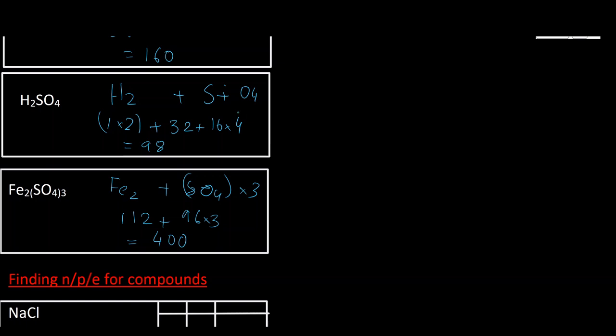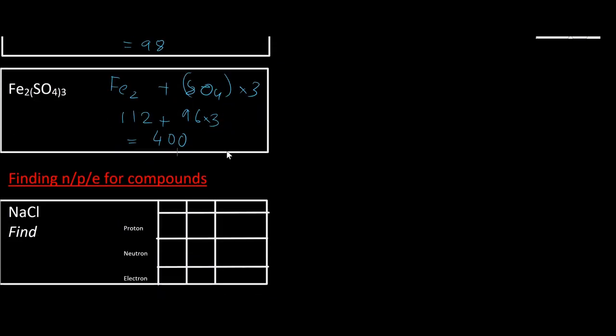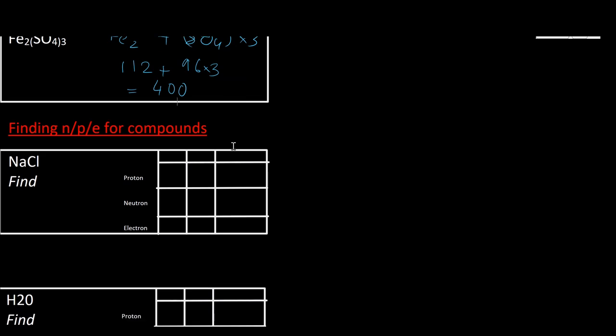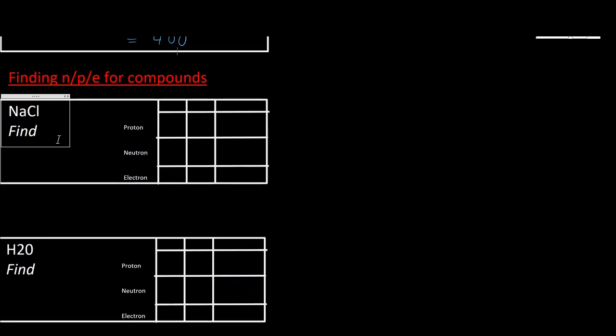So finding the molecular mass is pretty easy, right? Now, what we will learn is how to find the number of neutrons, protons, or electrons in a molecule or a compound. Let's start with sodium chloride. What we need to find is the number of protons, neutrons, and electrons. Let's put sodium here, and then we put chlorine here.